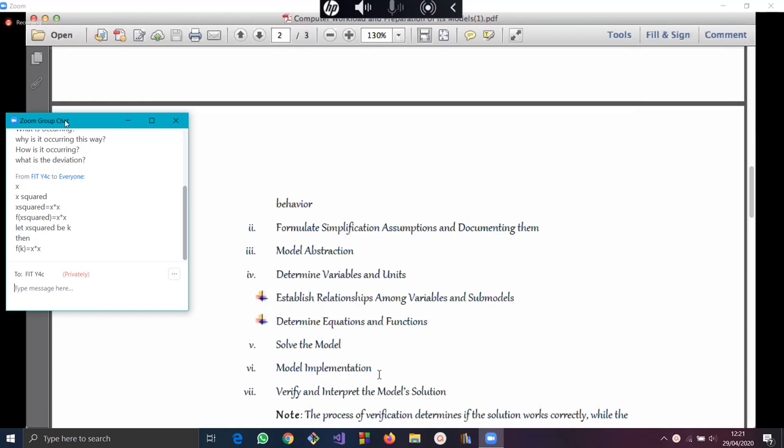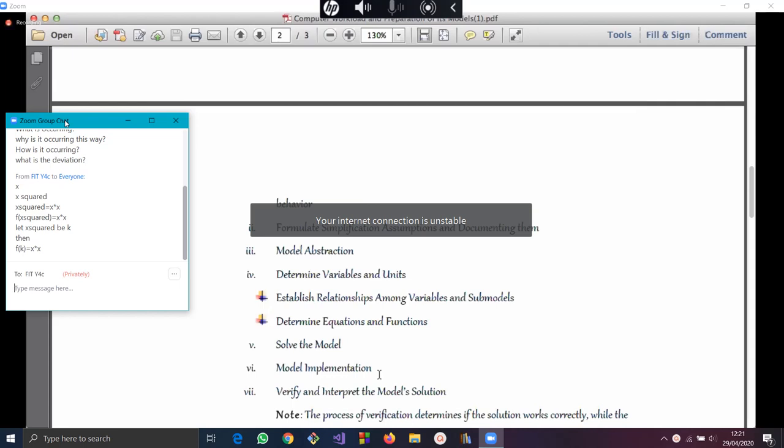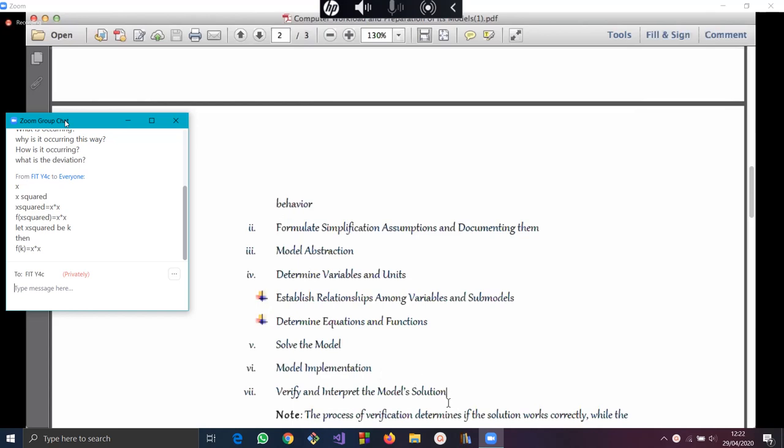Verification means expected, right? You see, it must give. That's the question you answered there. Then, how do I interpret the result that you get? How do I interpret that?